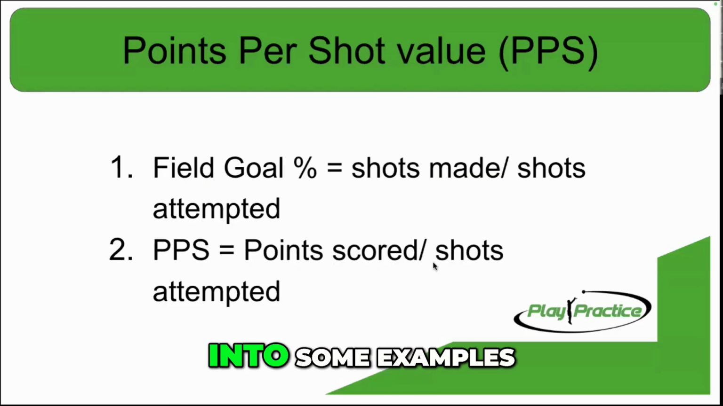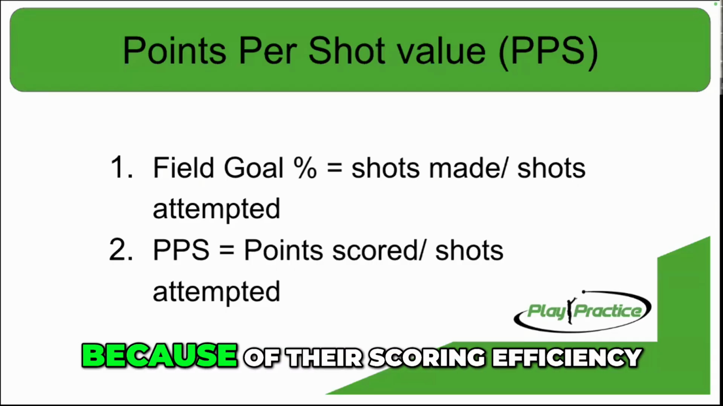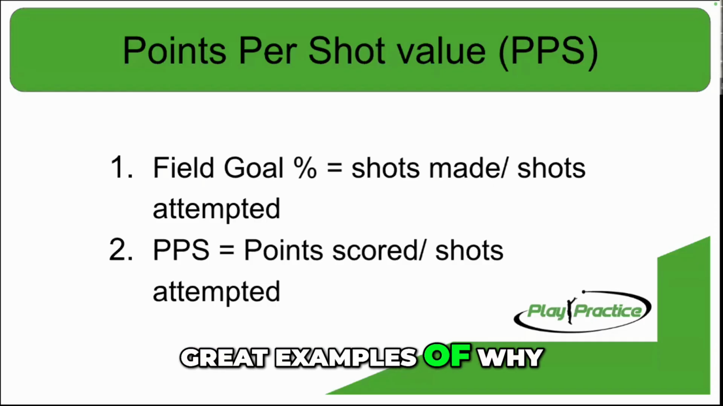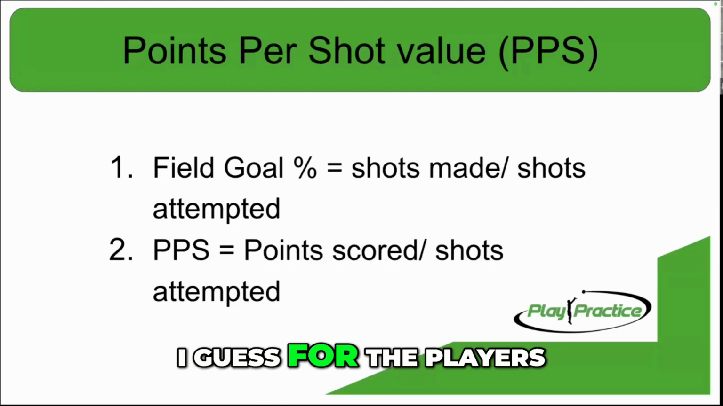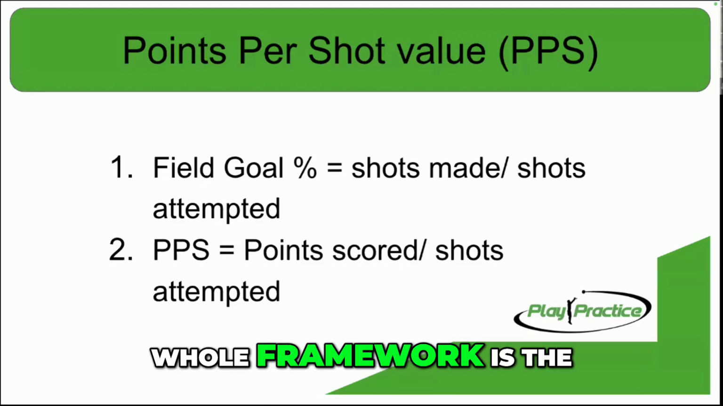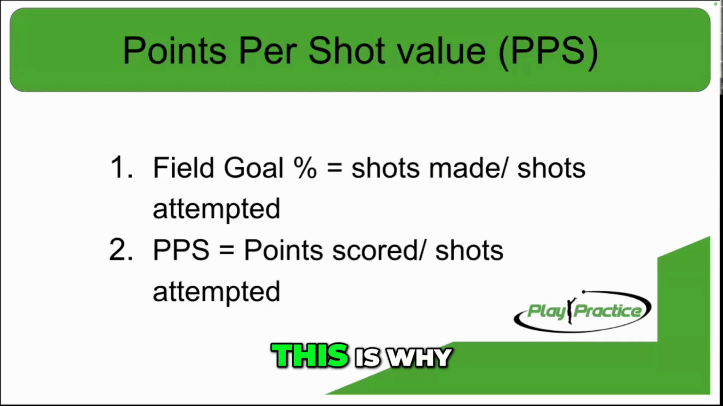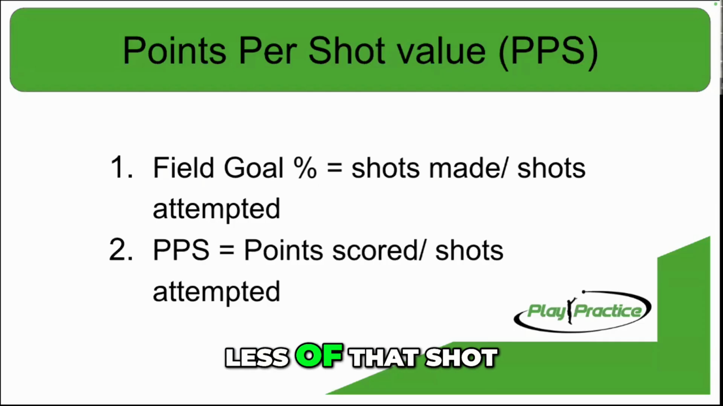And so we'll get into some examples, and actually a good study I did, coming up on 2 years ago now, of the 2023-24 Celtics, the championship team. Because of their scoring efficiency, they had some great examples of why this works and the type of shots they were taking. And for the players, what I try to get out of this whole framework is the math behind shot selection. This is why mathematically we want to take more of this shot and less of that shot.